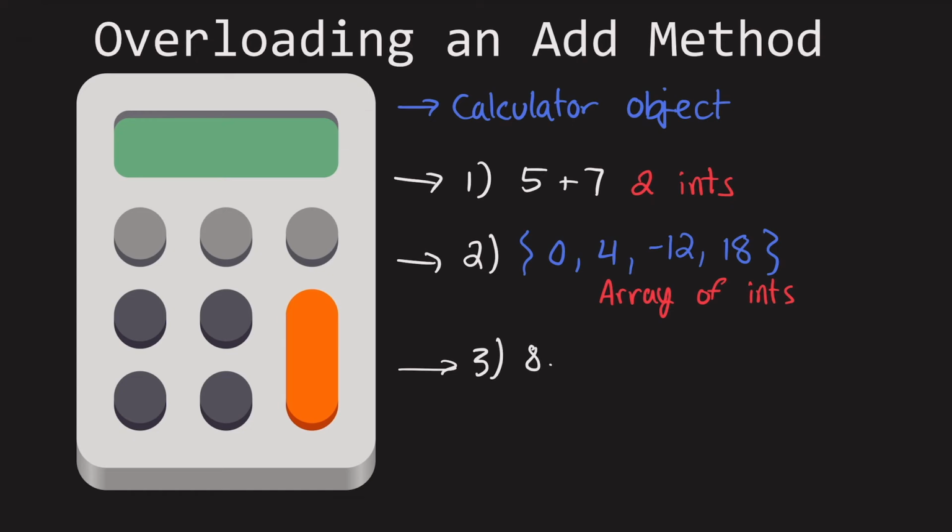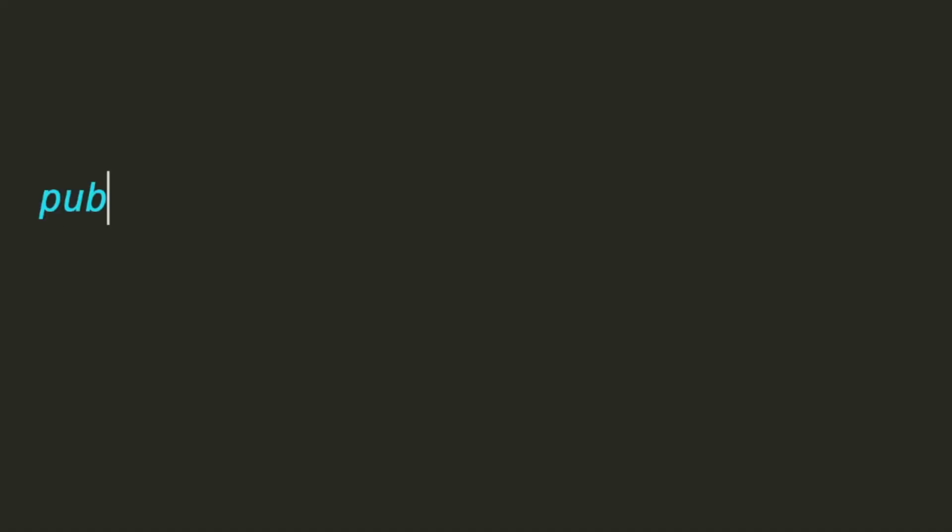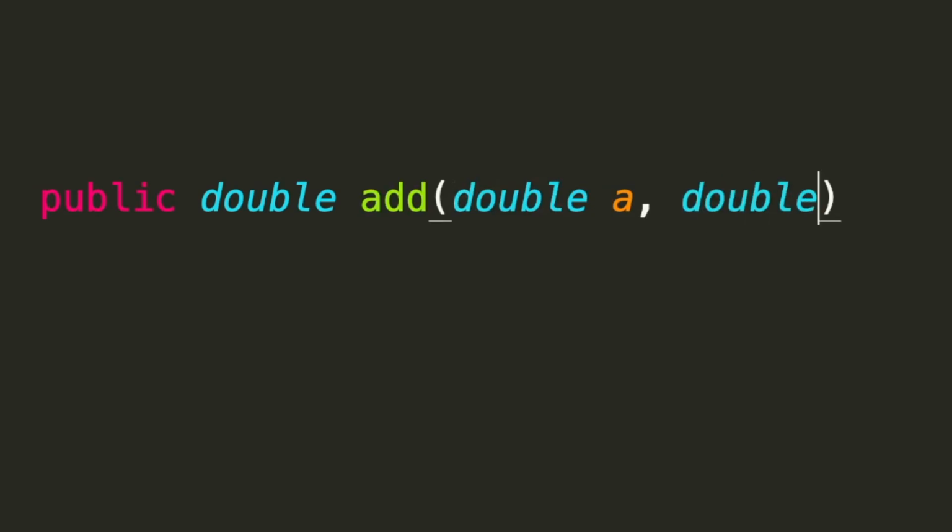But what if we have two decimal values we want to add, or in other words, two doubles? This is simple, just like our first method. We have a public method which returns a double named add, which takes in doubles a and b. Then we return a plus b.